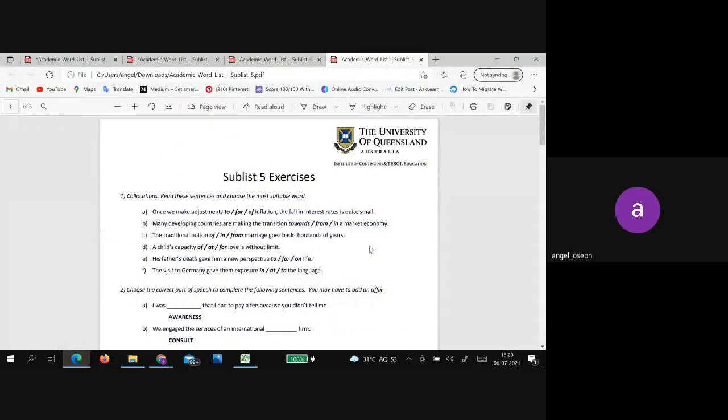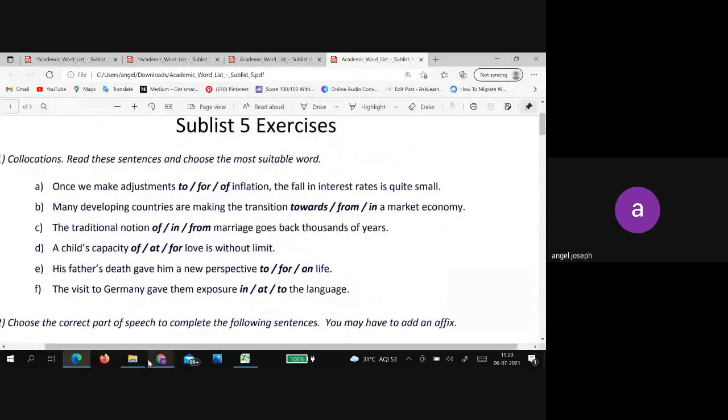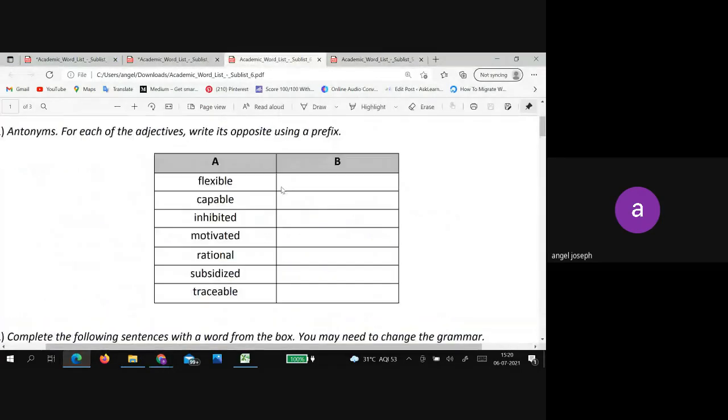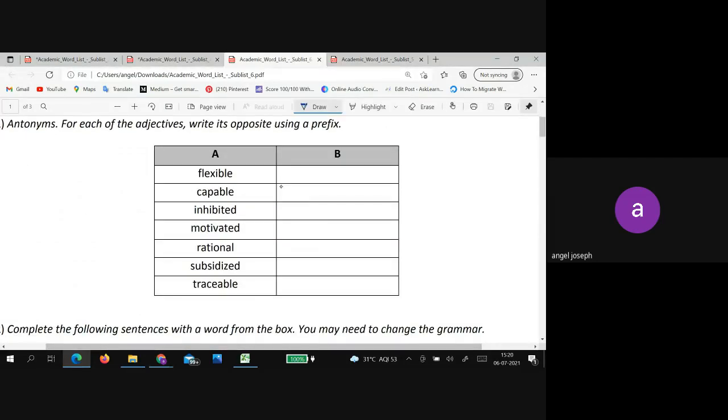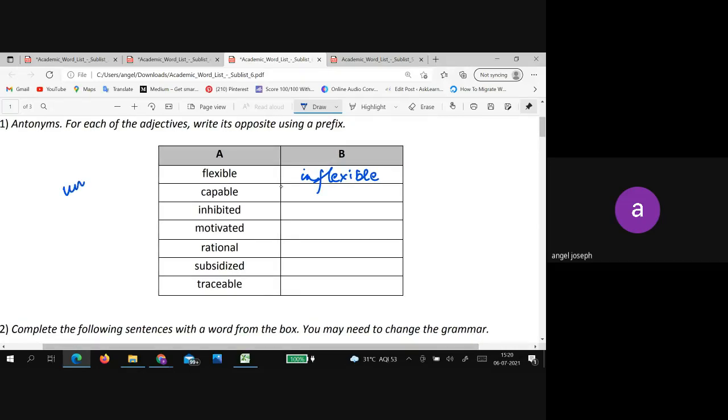Okay, so we had started this. I'll just finish this one for you. Like one of you said, inflexible. Yes, that is correct, the first one is inflexible. Look at the next one, capable. Think of which prefix is the most appropriate. Capable, uncapable, incapable, or discapable? Incapable. Yes, absolutely correct.